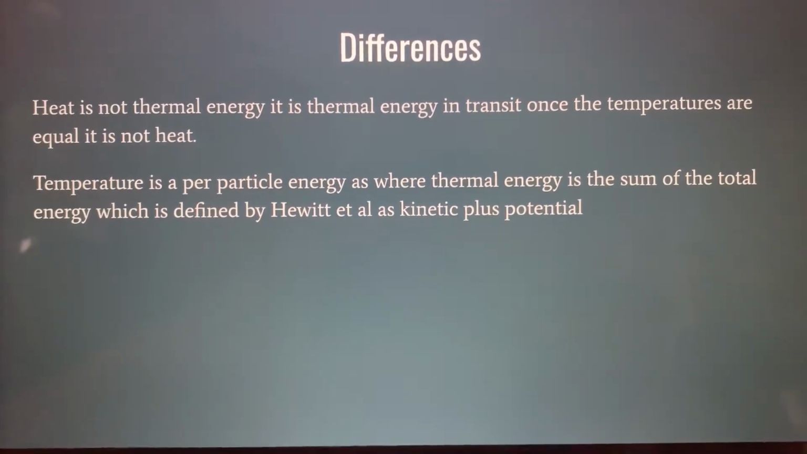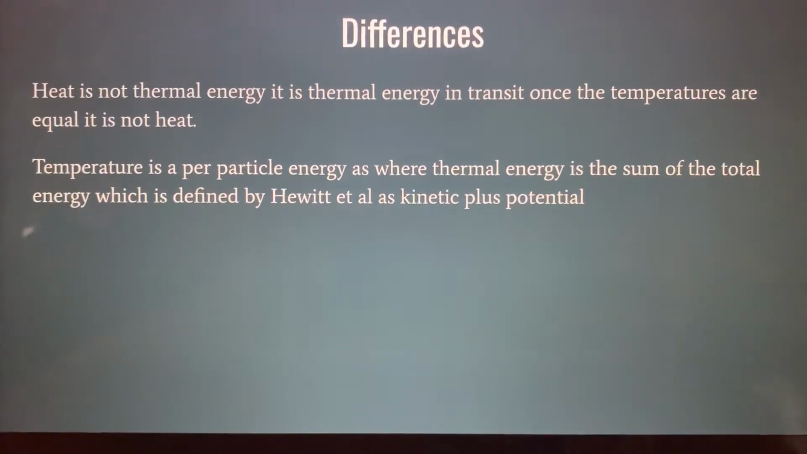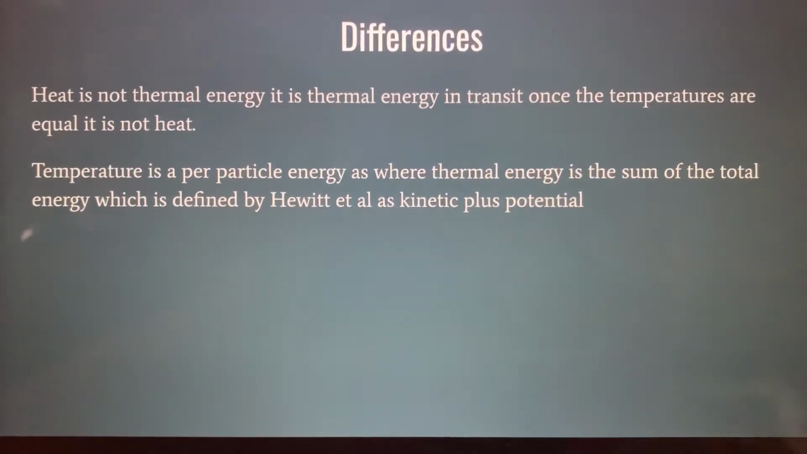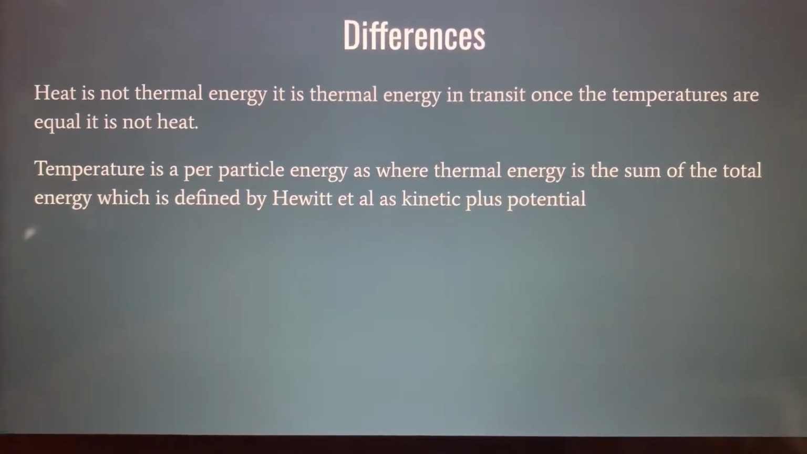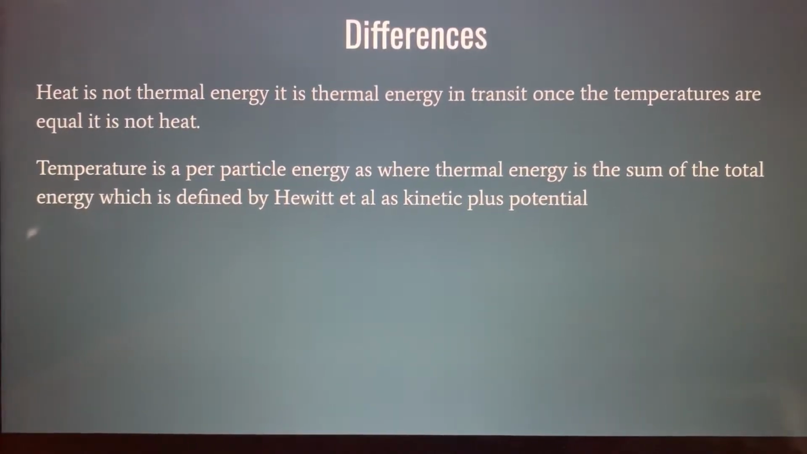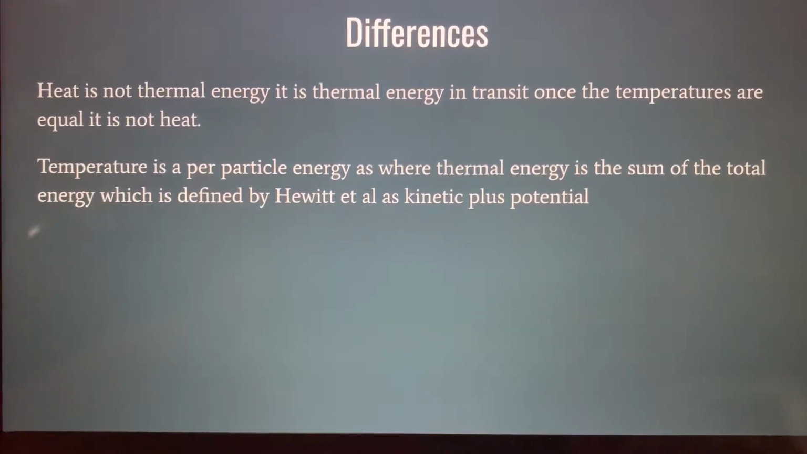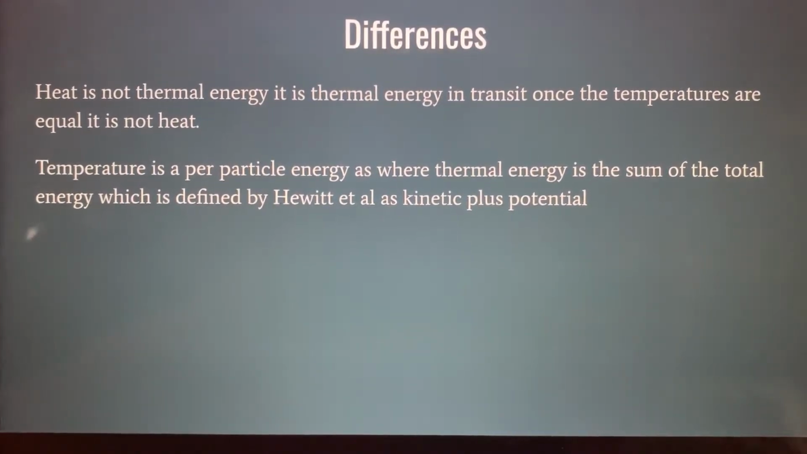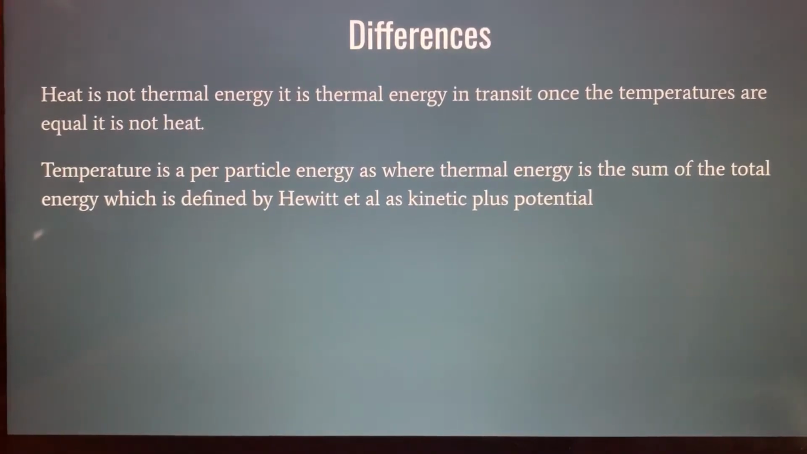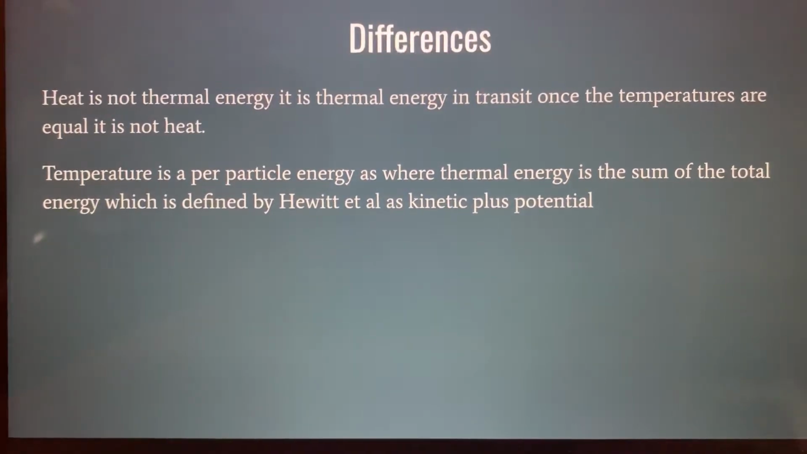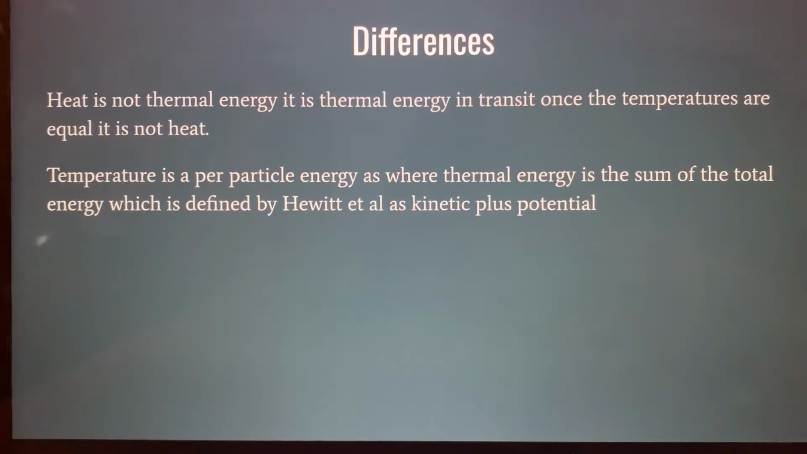Differences: heat is not thermal energy. It is thermal energy in transit. Once the temperatures are equal, it is no longer heat. So basically when the temperatures are equal, it's no longer thermal energy in transit. Temperature is a per-particle energy, whereas thermal energy is the sum total of energy, which is defined by the book as kinetic plus potential.